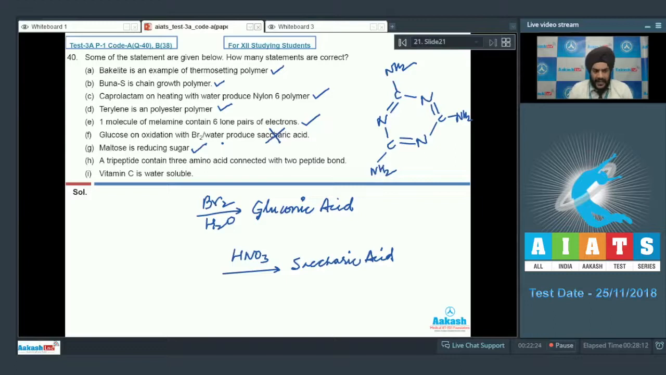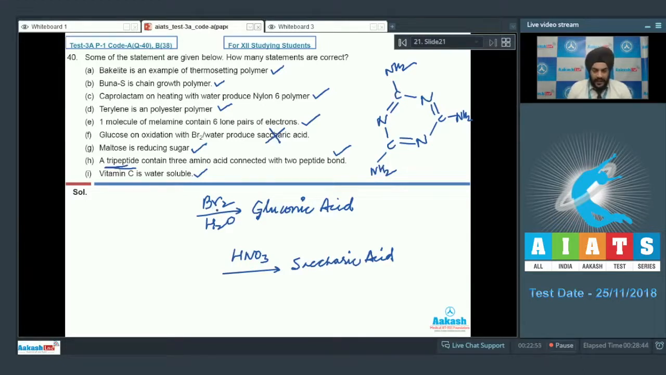Let us look at statement H now. A tripeptide contains 3 amino acids connected with 2 peptide bonds. This is correct, students. Tripeptide means there are 3 amino acids. And to connect 3 amino acids, we'll need only 2 peptide bonds. So this is correct. Vitamin C is water soluble. Yes, students, this statement is also correct. Vitamins A, D, E, and K are not water soluble, whereas the other vitamins are.